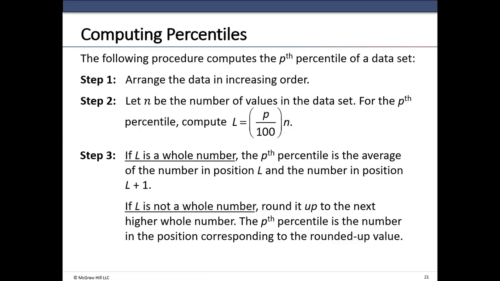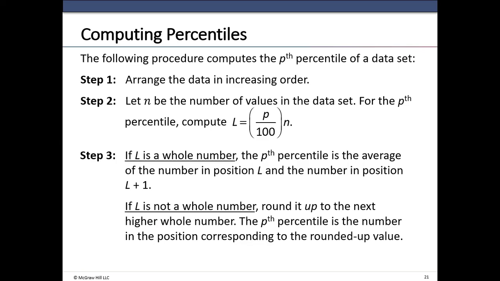Arrange the data in increasing order. Let n be the number of values in the data set. For the pth percentile, compute L, which is p divided by 100 times n. So if I want to find the 20th percentile, I put p equal to 20. 20 divided by 100 is 0.2 multiplied by the sample size.